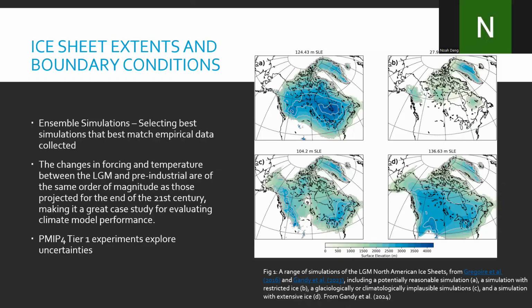And for why the LGM was used to test PMIP models, changes in forcing and temperature between the LGM and pre-industrial are of the same order as those projected for the end of the 21st century, making it a great case study for evaluating climate model performance. With the model framework established, we can now examine how ice sheets actually influenced the atmosphere during the LGM.